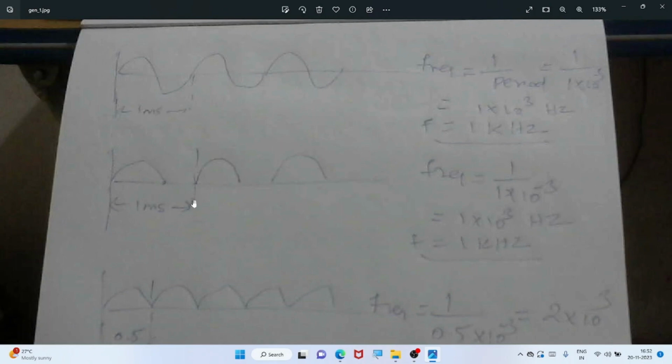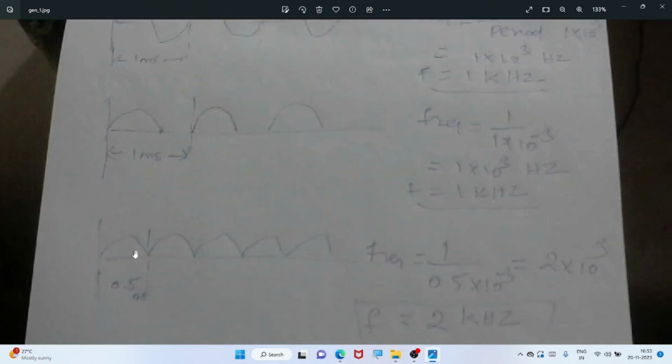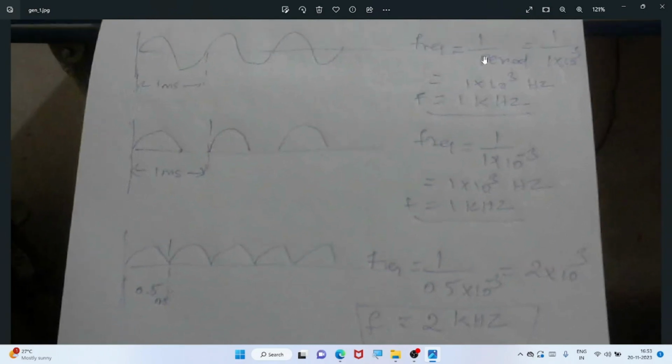Now this wave also has the same repetition period. You see from here again it is repeating. We have to take how it is repeating. So here also for every 1 millisecond it is repeating, so this frequency is also the same as this. But if you take a wave like this, that is repeating for every 0.5 millisecond, so if you apply the formula, the frequency is double, that is 2 kilohertz. Frequency is 1 divided by the period of the repetition.